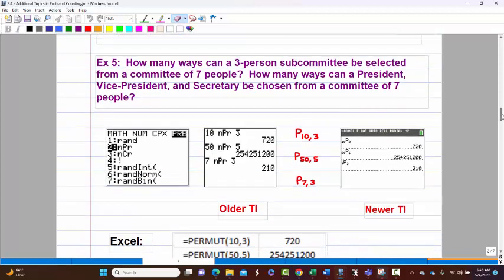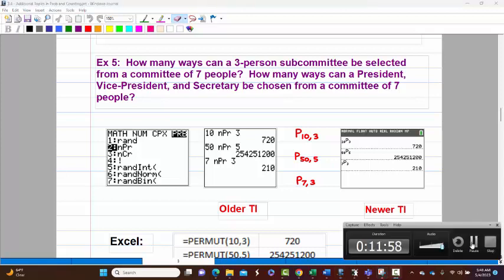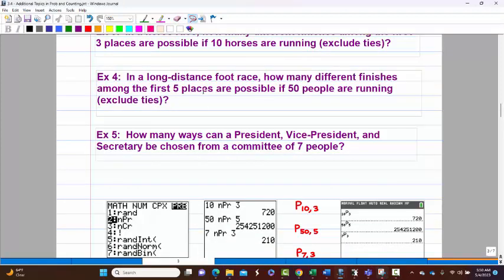This is example 5. How many ways can a 3-person subcommittee be selected from a committee of 7 people? Actually, I need to edit this. All right, so I had to edit out part of that problem because the bottom part's here, what we're trying to do. How many ways can a president, vice president, and secretary be chosen from a committee of 7 people?